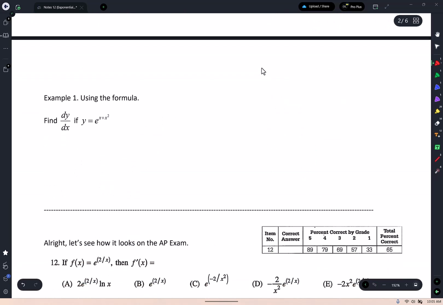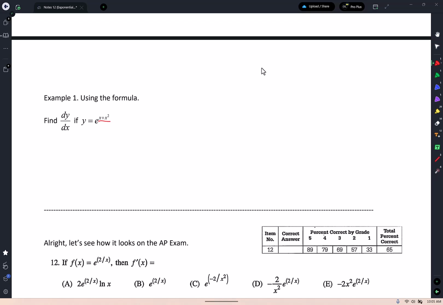We're going to do one problem together. And then we're going to see how it looked on the AP exam. And I think that year was 2008. So all this is the exponent, the x plus x squared. You don't have to do the proof over and over again. All we're going to do is just take the derivative.